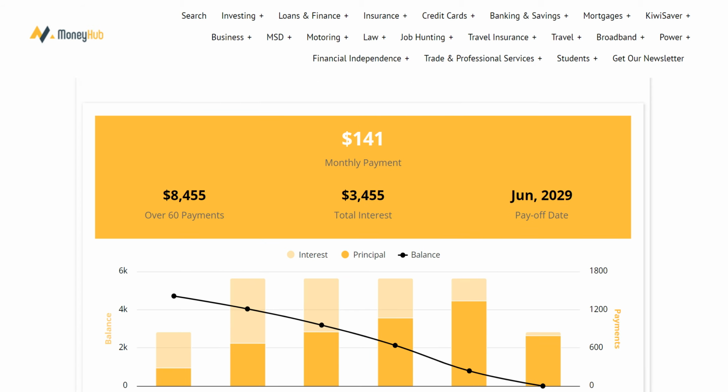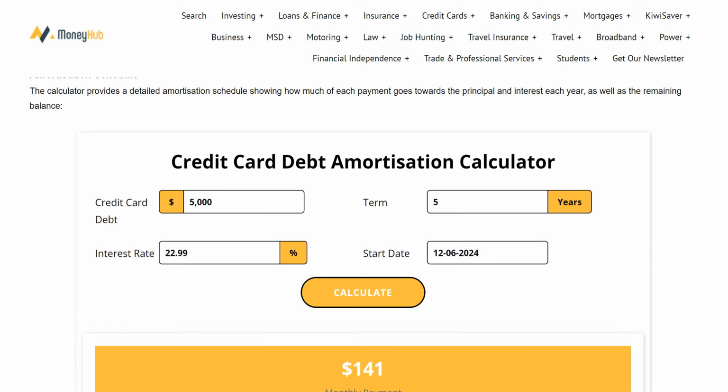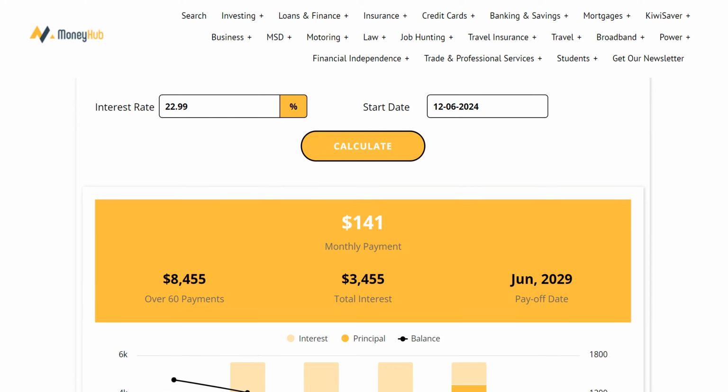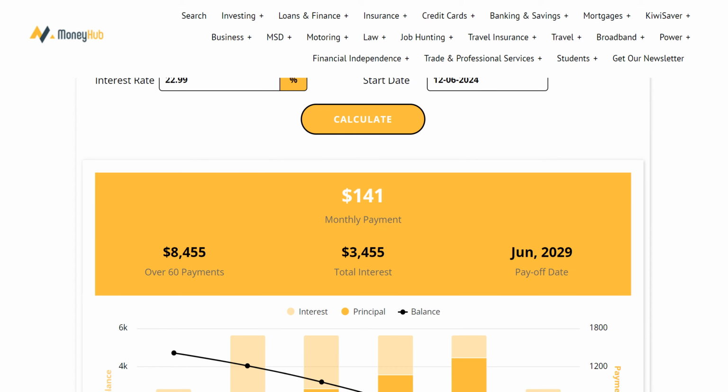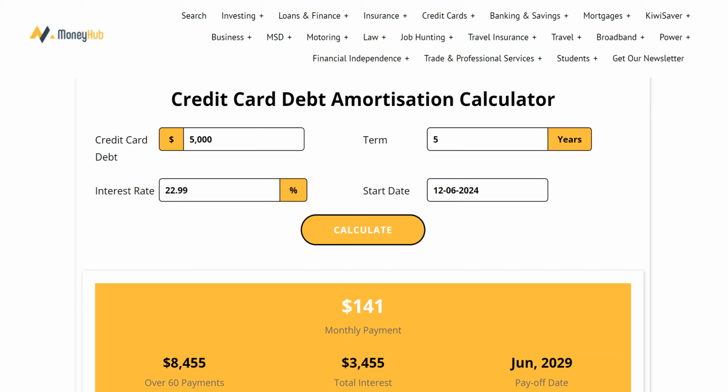So this is really quite a useful tool to use. And of course, the dates are going to be different. So just ignore this June 2029. When you do yours, you'll be able to see the latest information.